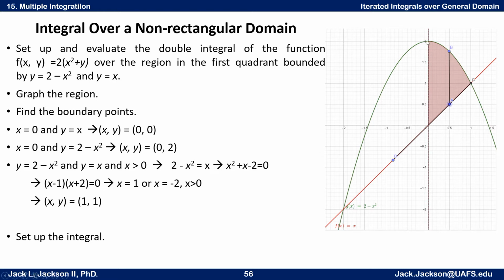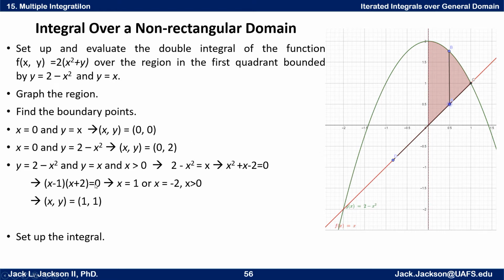And then we want to know up here when x equals 0, and we're on this curve. So here we have x equals 0 and y equals 2 minus x squared. Plug in x equals 0, we get y is 2, so we get (x, y) equals (0, 2). Easy enough to see that. Over here we want to know where these two cross, so we're solving y equals 2 minus x squared and y equals x simultaneously, and also x is positive because there's another place where these two cross over here, which is not really relevant to us.